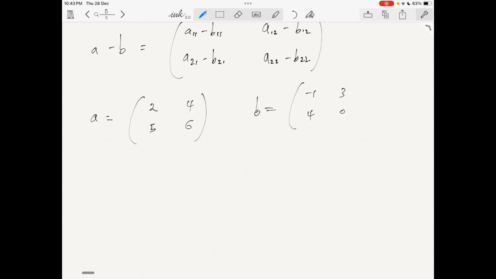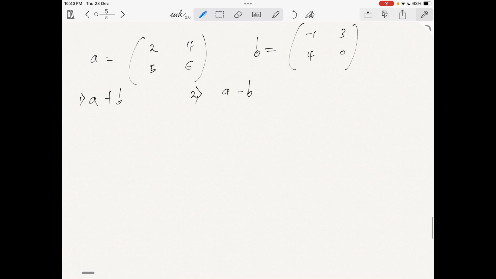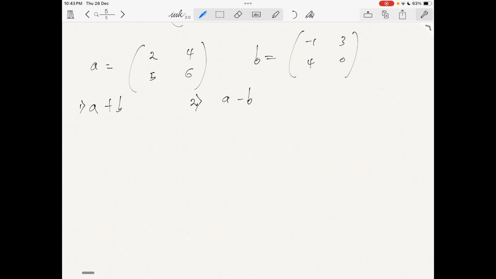Okay, I want to perform A plus B, and we also want to perform A minus B. The first thing we ask is, are they of the same order? A is of order 2 by 2, and B is also of order 2 by 2. Okay, yes, they are the same order. Then how do I perform the operation?